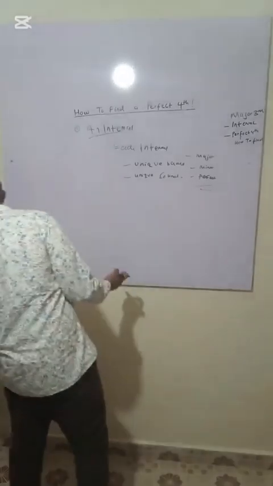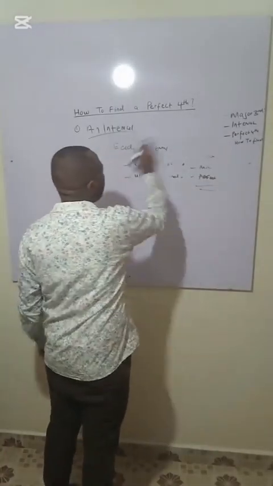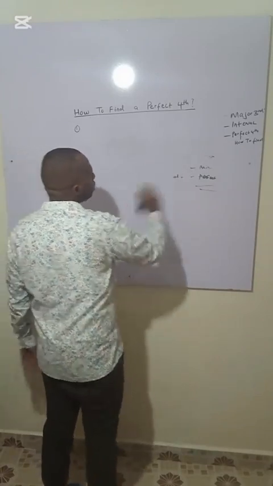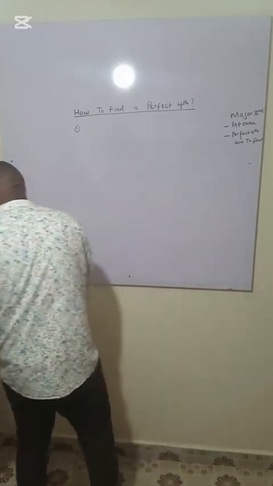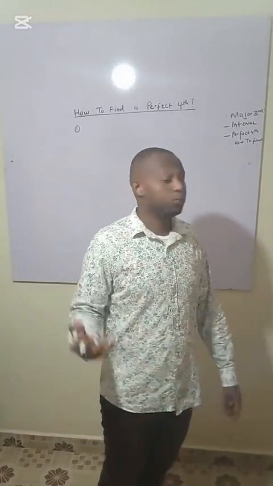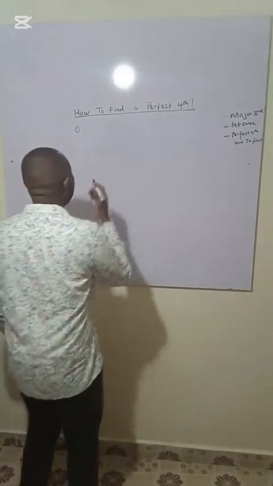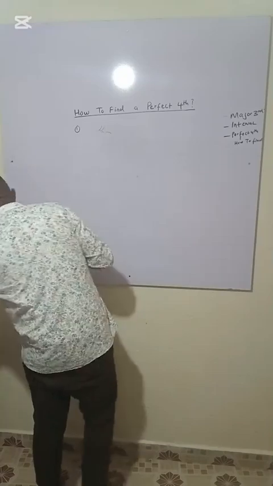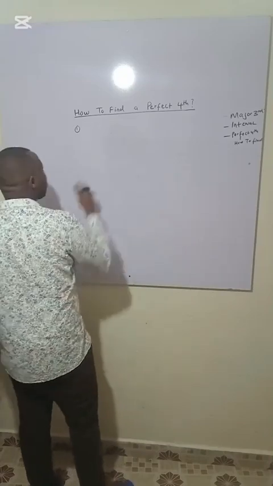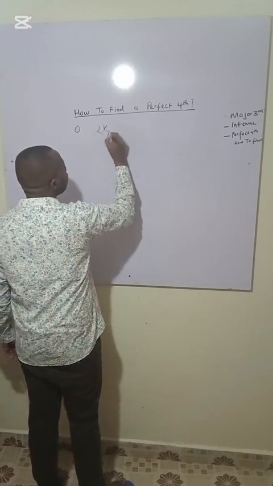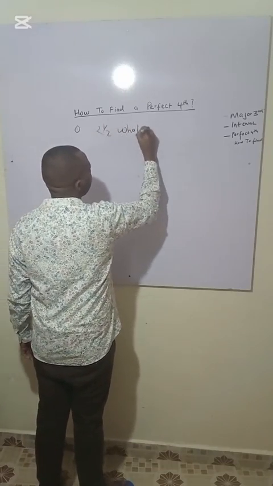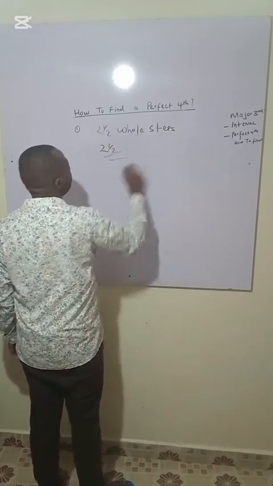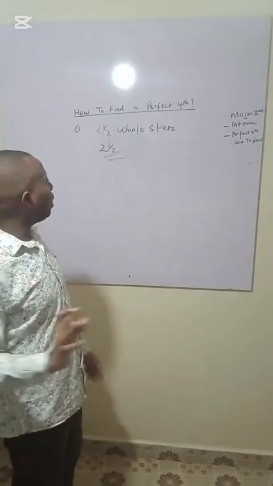So the final question was how to find a perfect fourth interval. The reason, guys, I want us to understand this is for us to understand this interval very easily. So how do you find a perfect fourth interval? A perfect fourth interval is simply 2.5 whole steps. Let me just write it. I hope that you can see these 2.5. Yeah, so a perfect fourth interval is 2.5 whole steps.